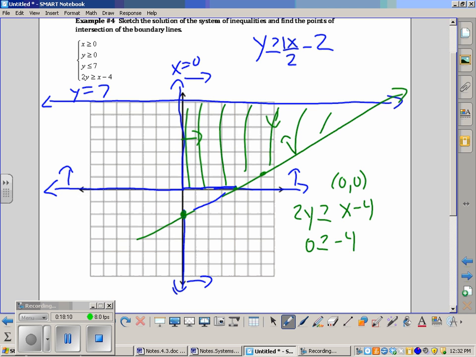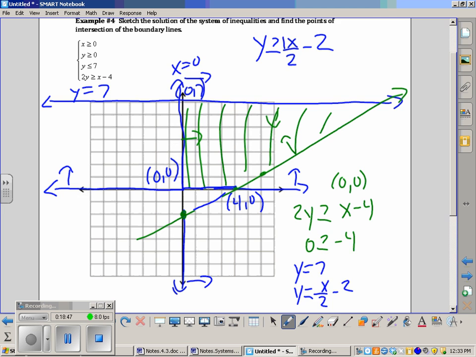Let's find the intersections of the boundary lines. Well, 0, 0 looks like one. And then up here at the y-intercept, that's 0, 7. And then at this pivot point here, 4, 0. Now, here's the hard thing. The last boundary line on the top right-hand corner is the intersection of y equals 7 and y equals x over 2 minus 2. So let's write down those two equations. y equals 7, y equals x over 2 minus 2.